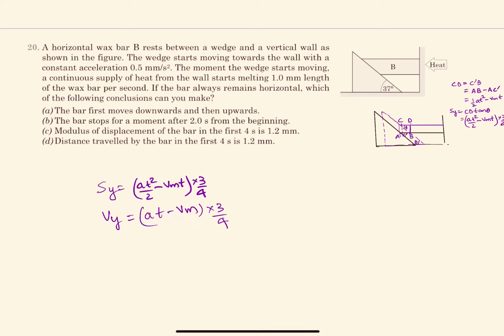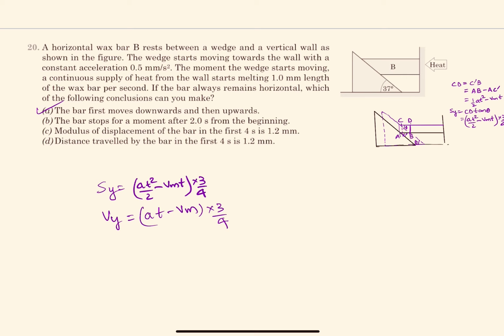So the bar will first go down, Sy is negative first, then it becomes 0, and then it will be positive. So Sy is actually displacement, so it will be 0 when it comes back here. Okay, the position will be negative first, and then it will begin to increase. Okay, so is the first option correct? Bar moves downwards and then upwards. Yeah, that's correct. Then bar stops for a moment after t equal to 2 seconds from the beginning.